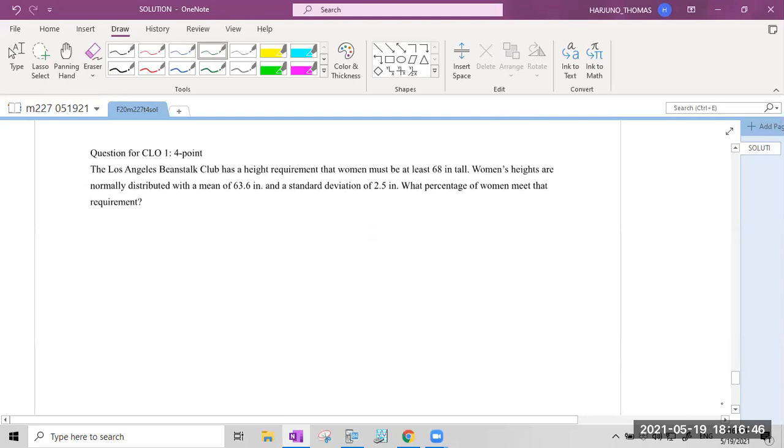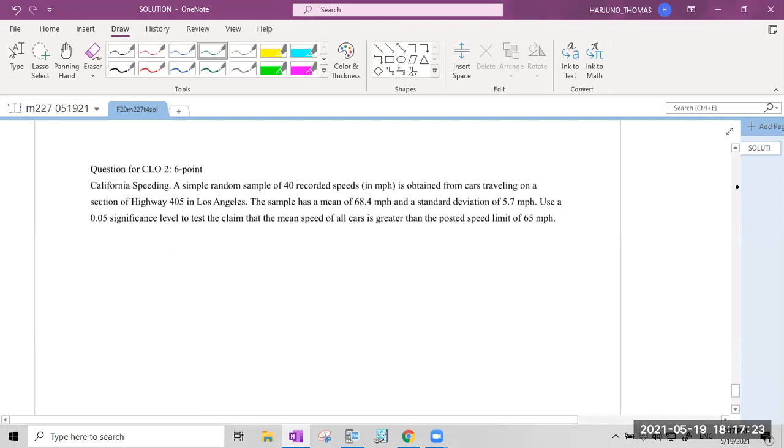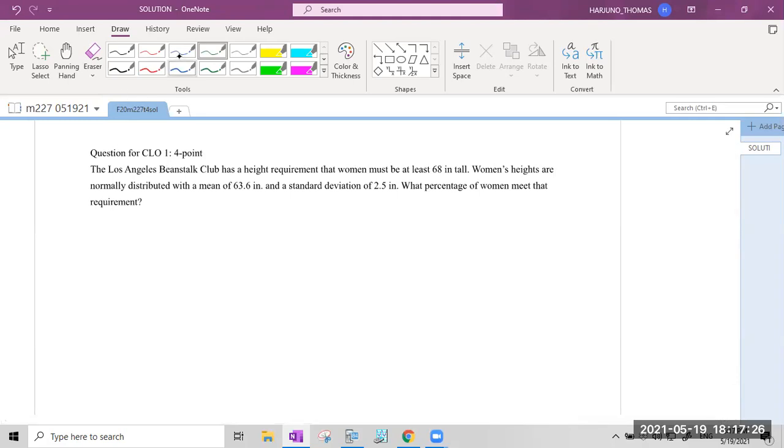Oh, the last page, question for CLO. CLO is course learning outcomes. These questions were from the math department at East LA College. They asked me, Thomas, can you put this question in your class? We would like to see the result. So this question number 1 is 4 points, and question 2 below is 6 points. Let's work this out.